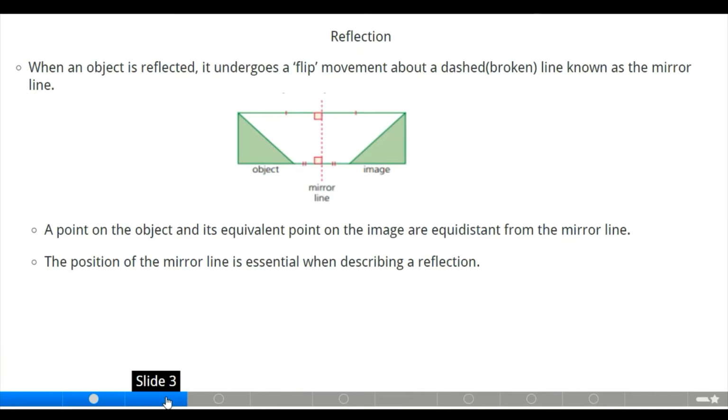When an object is reflected, it undergoes a flip movement about a dashed or broken line known as the mirror line. What really happens in reflection is what we call a flip movement. On our coordinate axes, the x-axis and the y-axis, we can flip over the x-axis and we can flip over the y-axis.